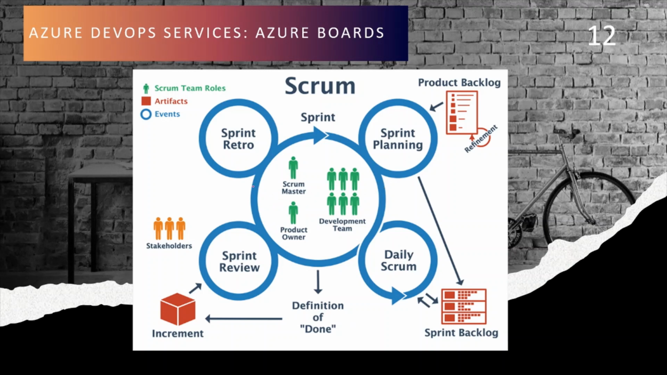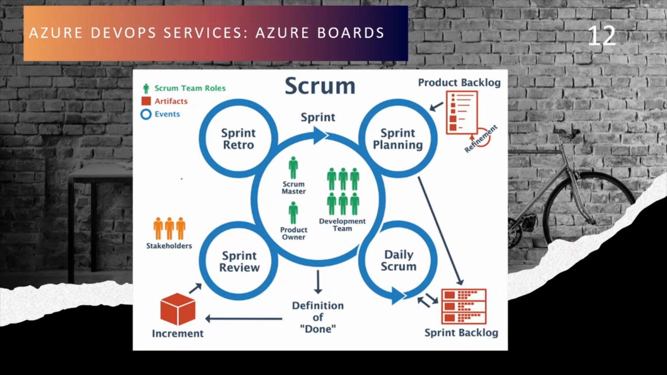You have these ceremonies. You have many things in Scrum. The ceremonies are the daily Scrum, sprint review, sprint retro, and sprint planning. You call them ceremonies because they are events occurring during a sprint, and this is the whole sprint.